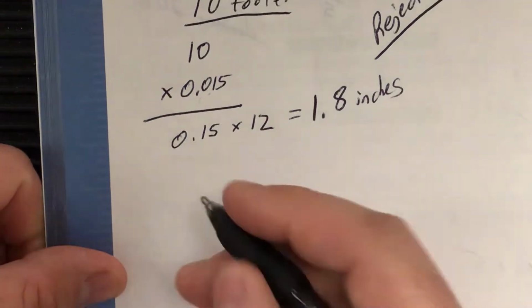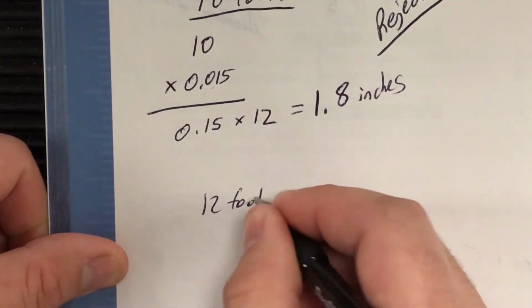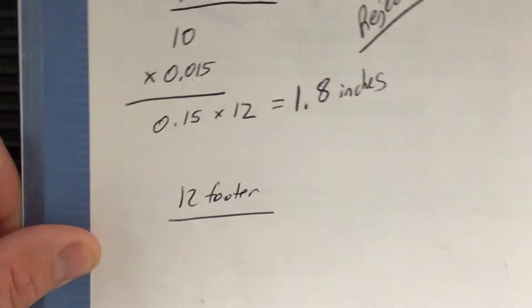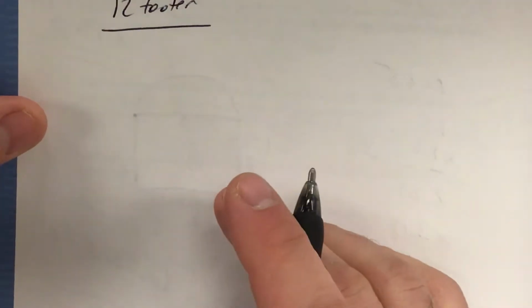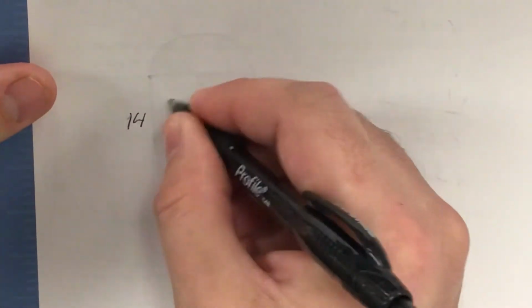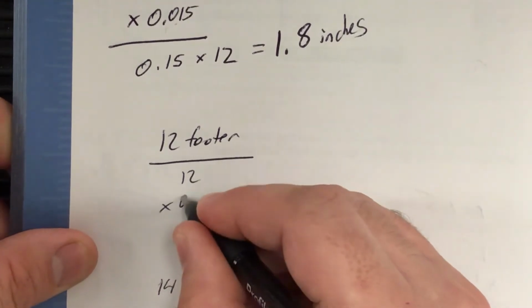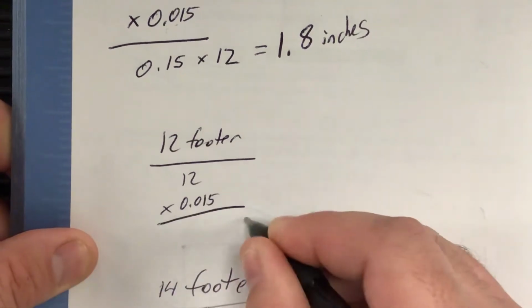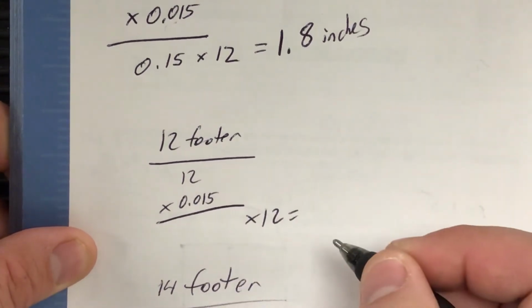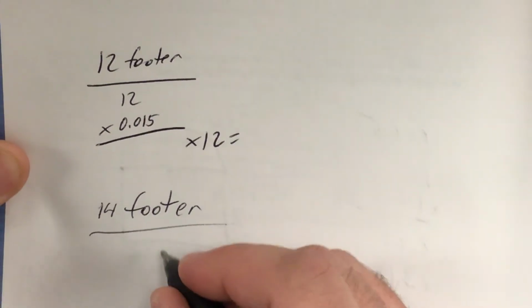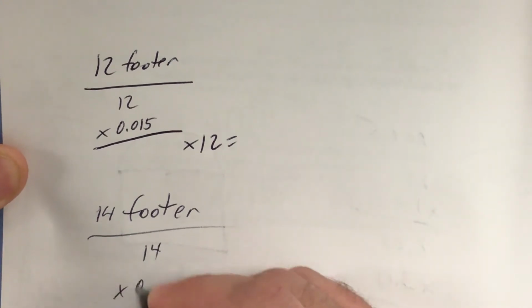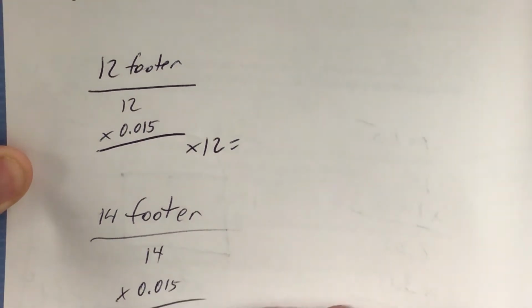Okay, now let's try a 12-footer. Actually, you guys can each do one. Ladies, you're going to do the 12-footer: 12 feet times the error, and then take it times 12, please. Gentlemen, you're going to do the 14-footer times the error, and then times 12.